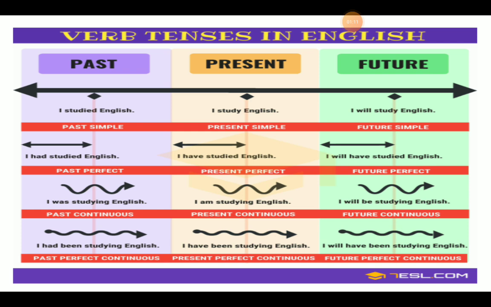There are 12 types of tenses. You may all know that. As a year has 12 months, there are 12 types of tenses.